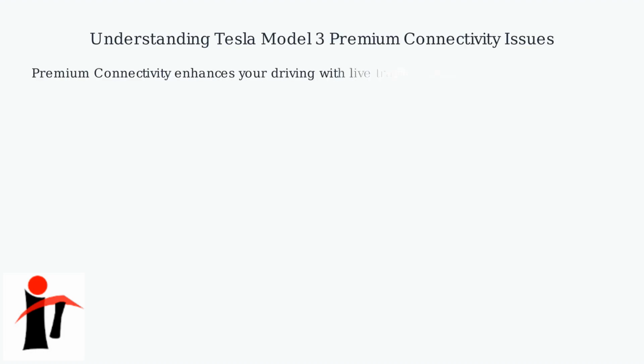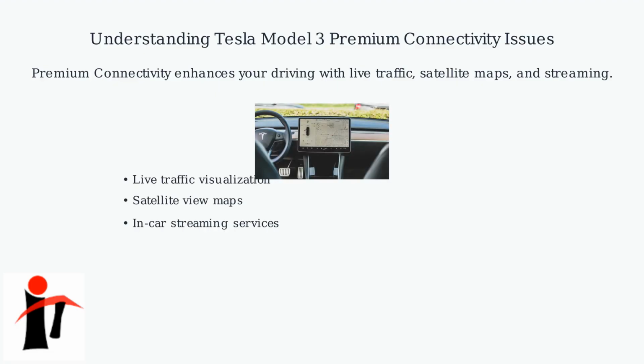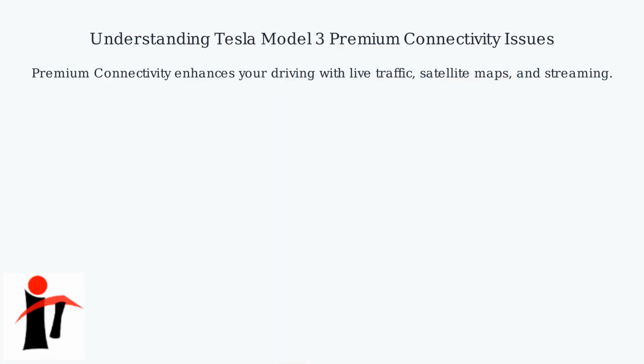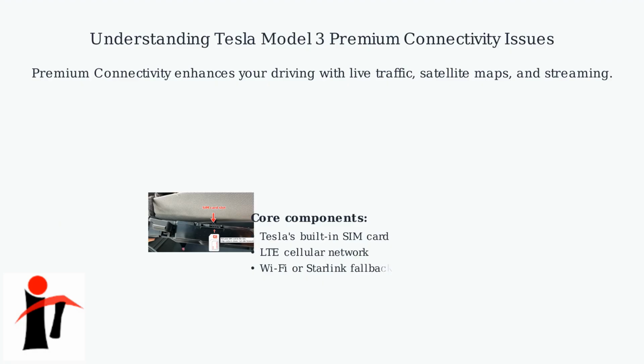Premium connectivity on your Tesla Model 3 enhances your driving experience with live traffic, satellite maps, and in-car streaming. This includes live traffic visualization, satellite view maps, and in-car streaming services like Netflix or YouTube. However, issues with subscriptions, LTE connectivity, or account linking can disrupt these features. Premium connectivity relies on Tesla's built-in SIM card and LTE network, with occasional fallback to Wi-Fi or increasingly Starlink. Understanding these core components is key to troubleshooting.